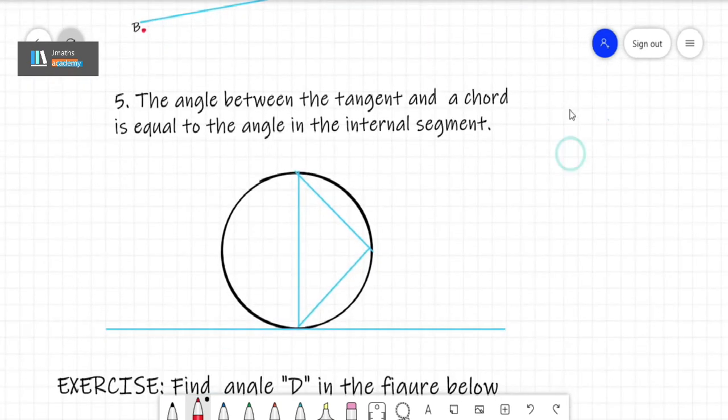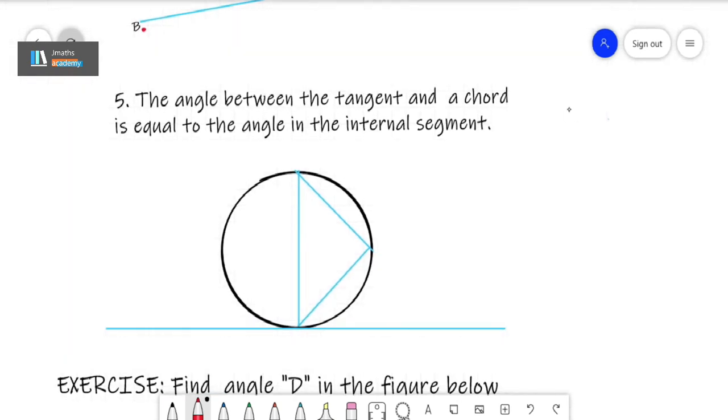Our fifth property says the angle between the tangent and a chord is equal to the angle in the internal segment. Here's the chord. An angle from here that goes to the tangent is equal to the angle of the internal segment, which is this angle. So if we have angle A and angle B, it implies that A is equal to B.